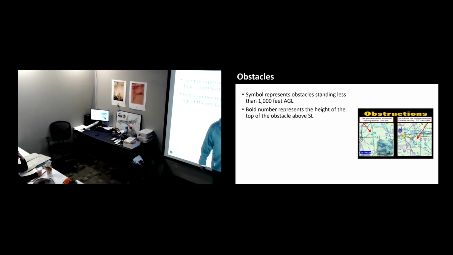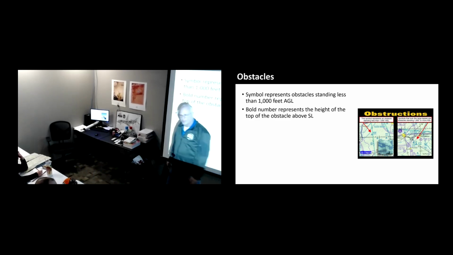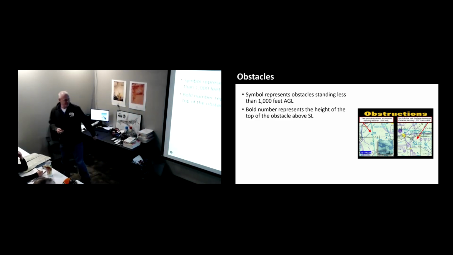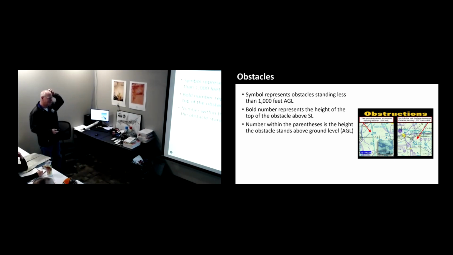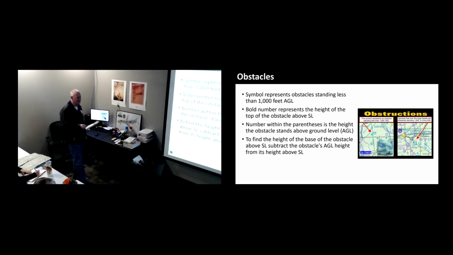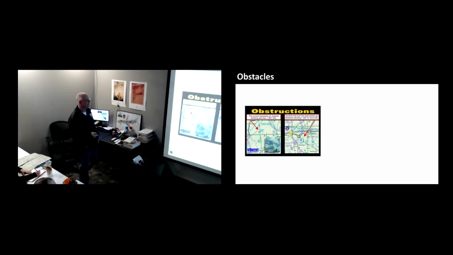That's the altitude or the elevation of the top of it and how far it is to the ground from the top. Okay, two numbers. First number is MSL, second number is AGL. Okay, so how do you find the height of the obstacle itself? Subtract one from the other. Okay, that gives you an idea of how high that obstacle is.